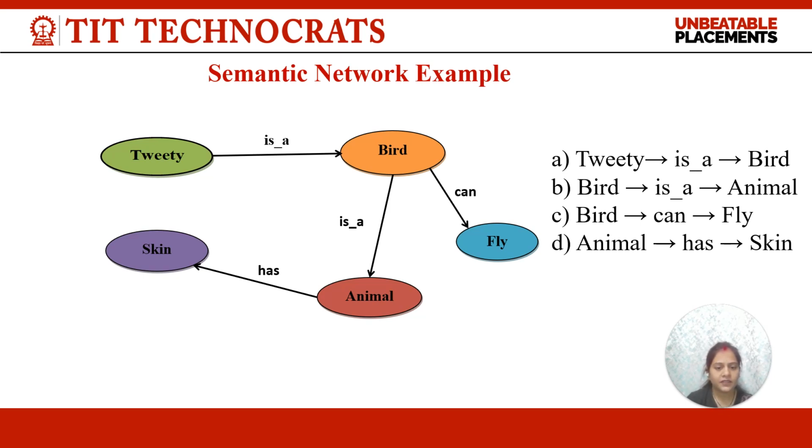Tweety is a bird, bird is an animal, bird can fly, animal has skin. From this, the system can infer that Tweety is an animal and Tweety can fly. From the diagram, it's clear to you all. So a semantic network helps AI connect and reason through knowledge just like a web of ideas.